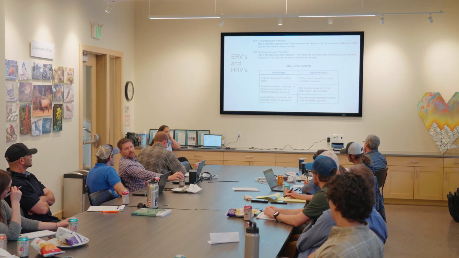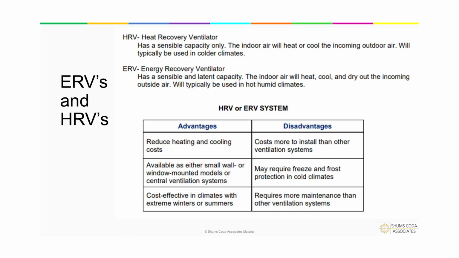So just an FYI, because some people ask me what's the difference between an HRV and an ERV. Basically, an HRV is something that we would have here in Colorado because we don't have a latent load. An ERV addresses both sensible and latent load. Most of the time we don't really have any moisture. If we were in Minnesota or Chicago or way down south, Texas, Louisiana, where they have humidity, that's where you're going to be looking at an ERV. But for us, what we're looking at is an HRV.